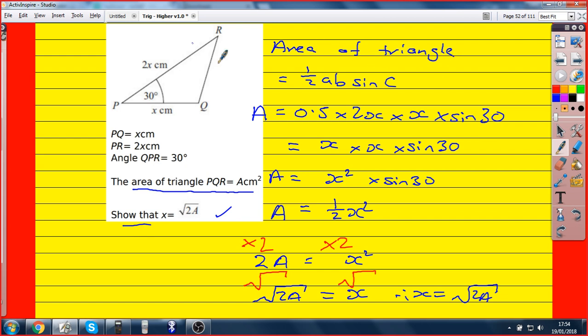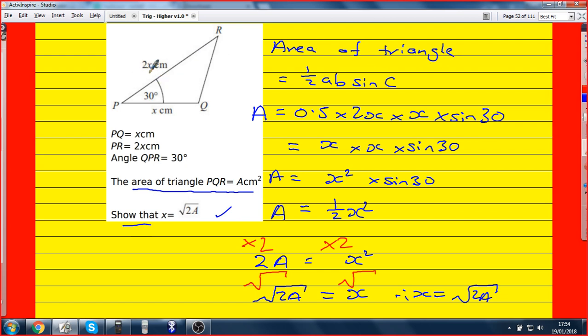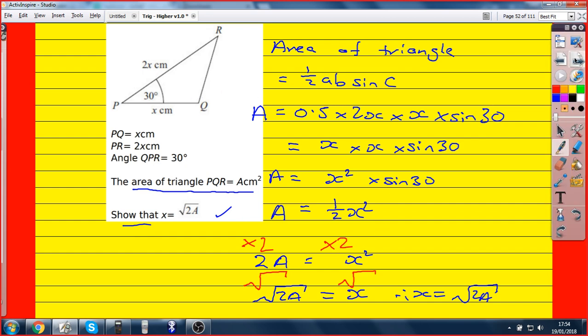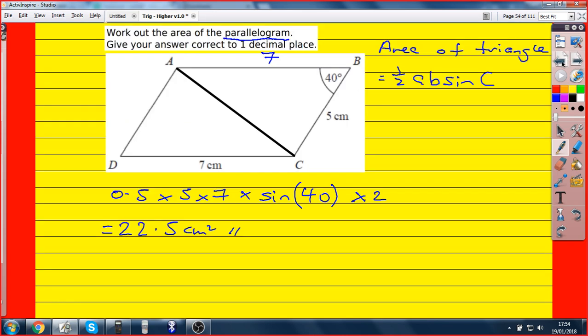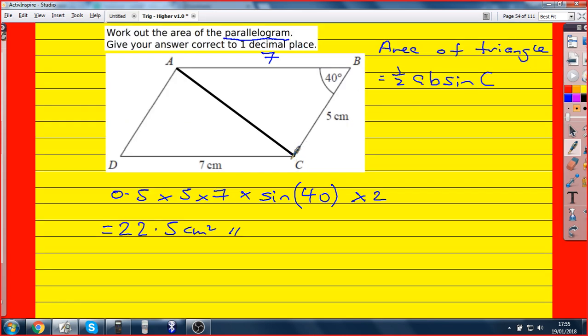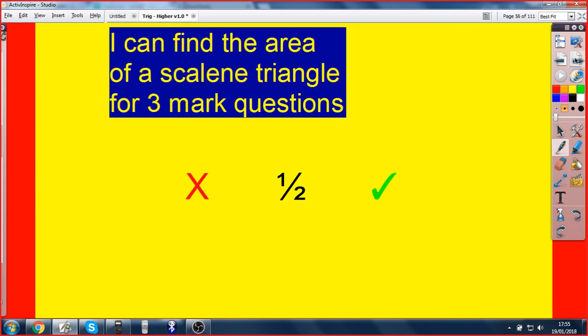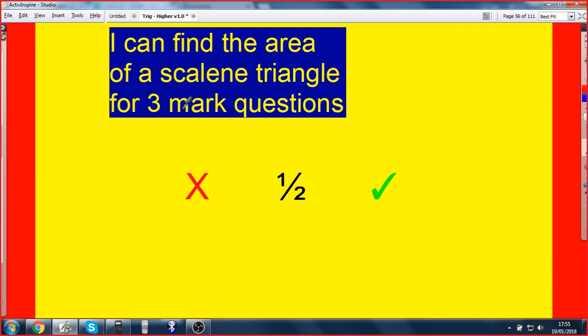And then this one was pure algebra, so there wasn't any final answer like the area is 15. So this was practicing doing it with grade 7 area and then grade 7 rearranging formulae. So that was probably the hardest one. And then this one you just had to recognize that finding the area of the triangle gives you half the parallelogram, so you double your answer to get the total area. I can find the area of a scalene triangle for 3-mark questions.